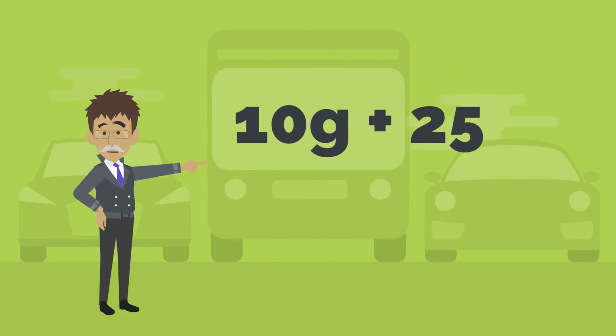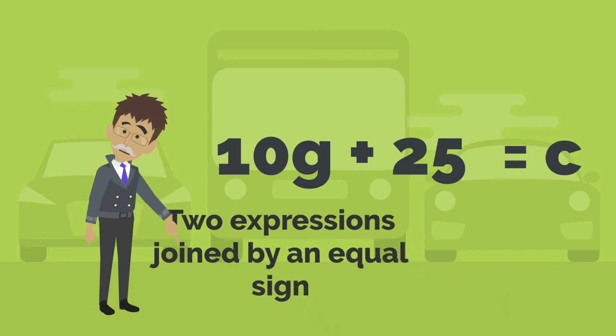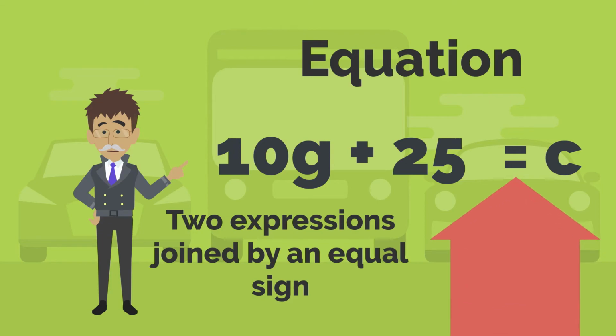Once we join two expressions with an equal sign, we call this statement an equation. The importance of the equal sign is critical here. Both sides of the equation are exactly the same, and the equal sign represents balance. Any operation performed must keep both sides of the equation balanced.